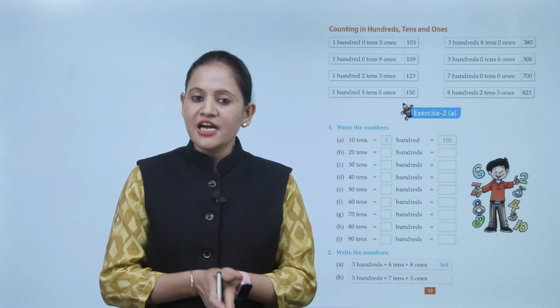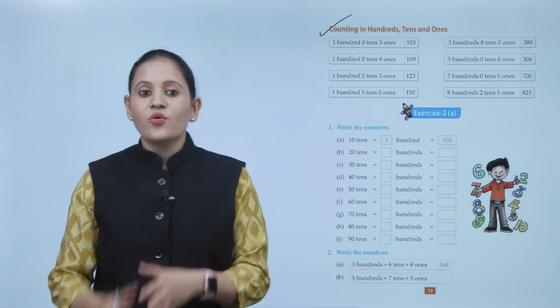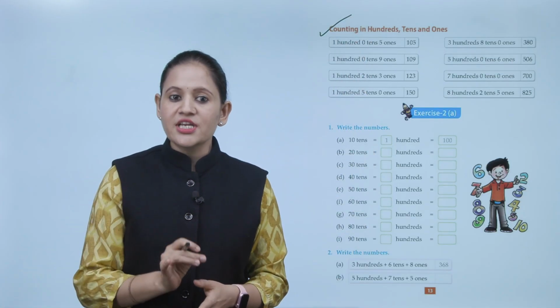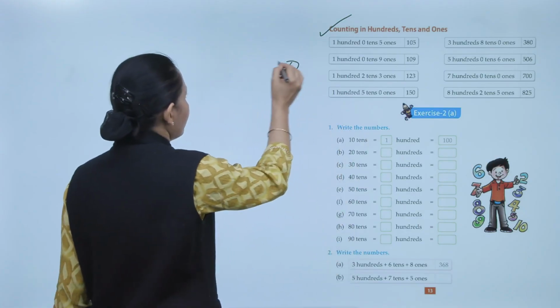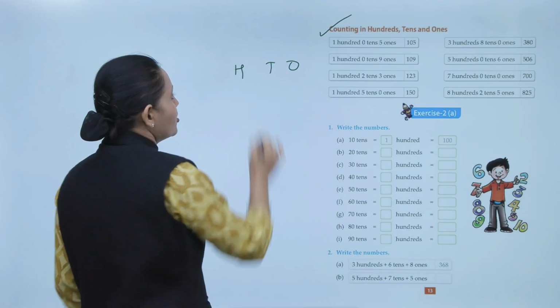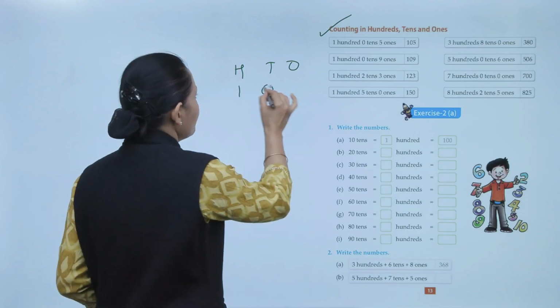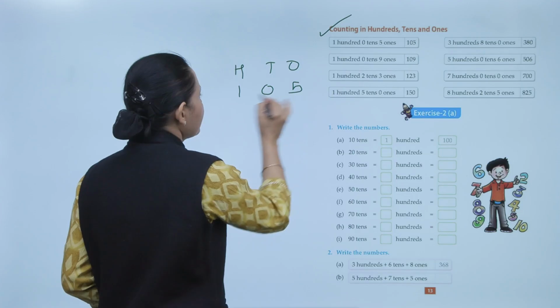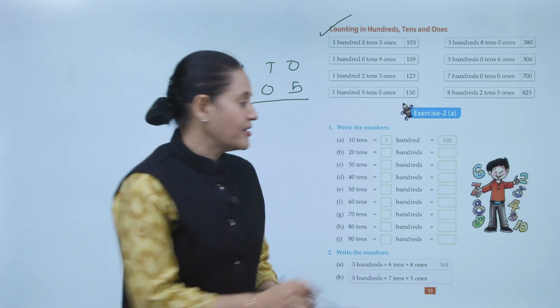Next is counting in hundreds, tens and ones. 1 hundred, 0 tens and 5 ones. So hundreds की place पे ones, tens and hundreds. So 1 hundred, so we'll write 1 here, 0 tens, 0 and 5 ones. So number क्या हो जाएगा? 105.